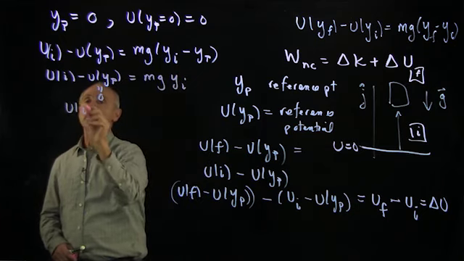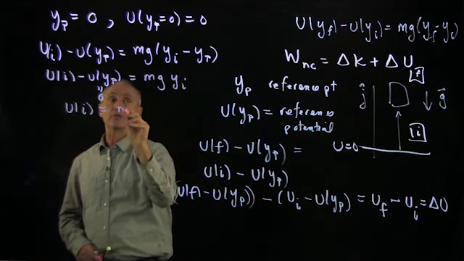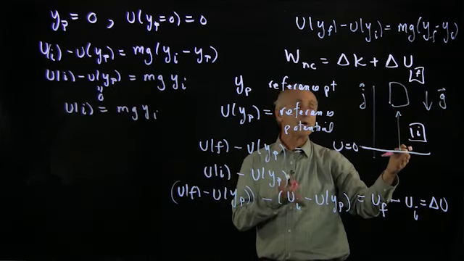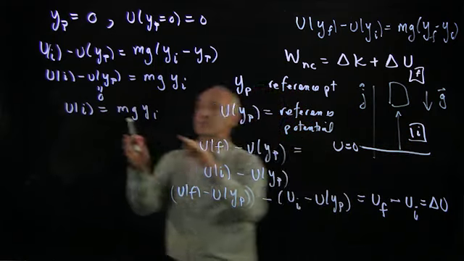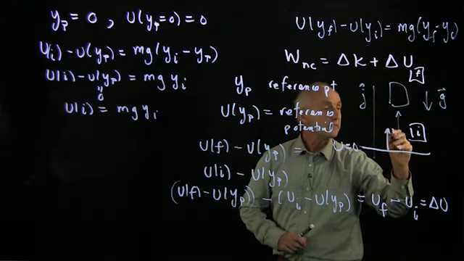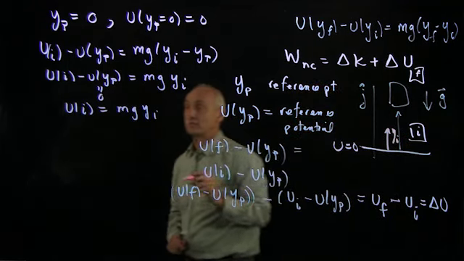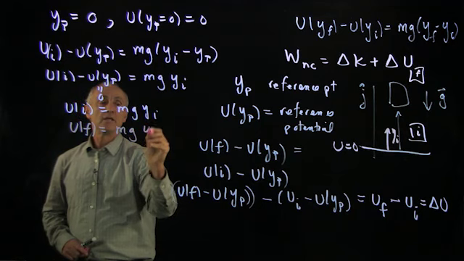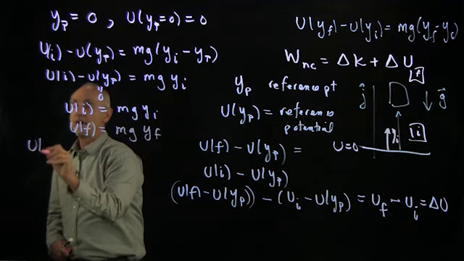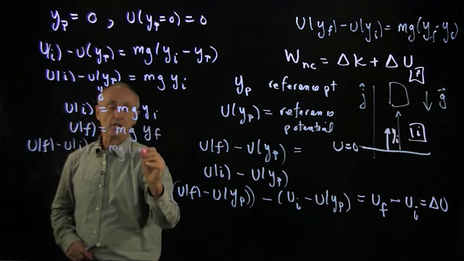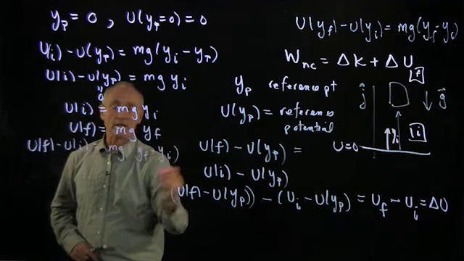And so we have the statement that the potential energy difference between our initial state and the reference point is just mg y_i, where y_i is the height that the initial state is above the reference point. In a similar way, we have U final is mg y final, and so we see we recover what we expect. This is just mg(y final minus y initial).